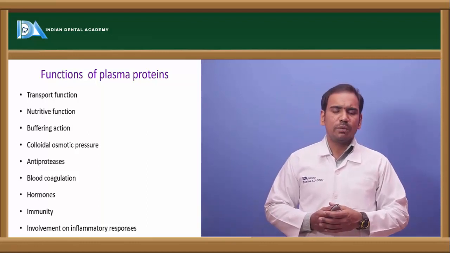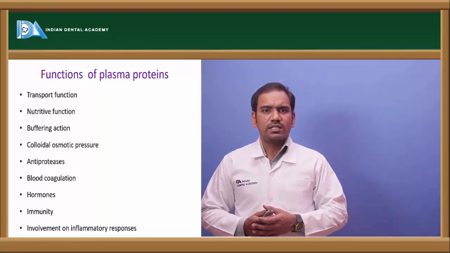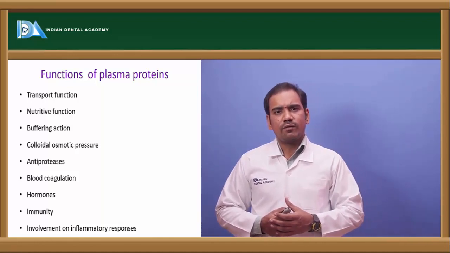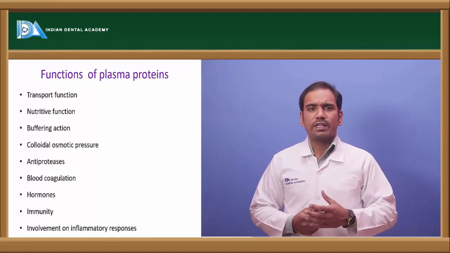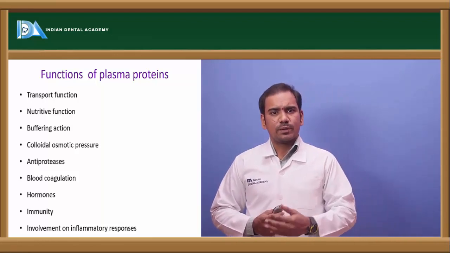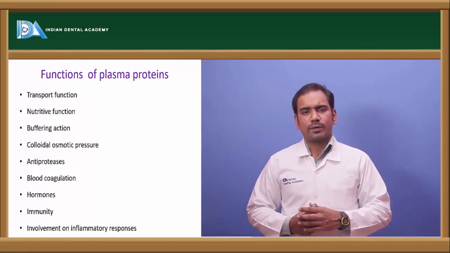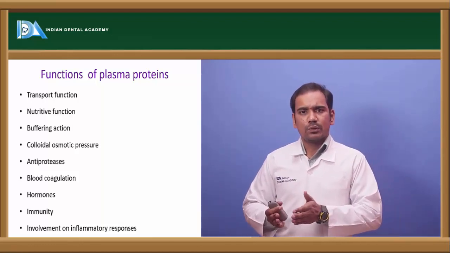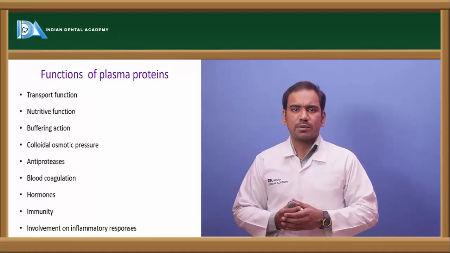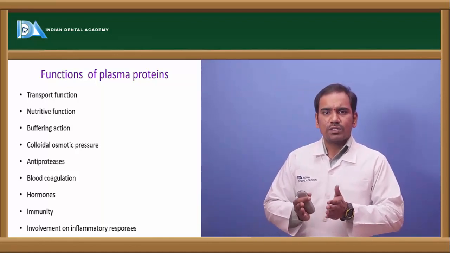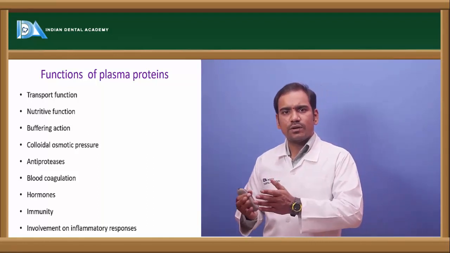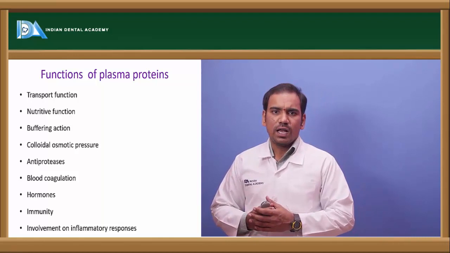Coming to another function, buffering action, and this we discussed in the case of acid-base balance, that the first line of defense is brought by the buffers. We have different types of buffers: bicarbonate buffer, phosphate buffer, and protein buffer. So plasma proteins have the buffering action, and the major plasma protein is albumin. Most of the buffering capacity of the plasma proteins is because of the major plasma protein albumin.